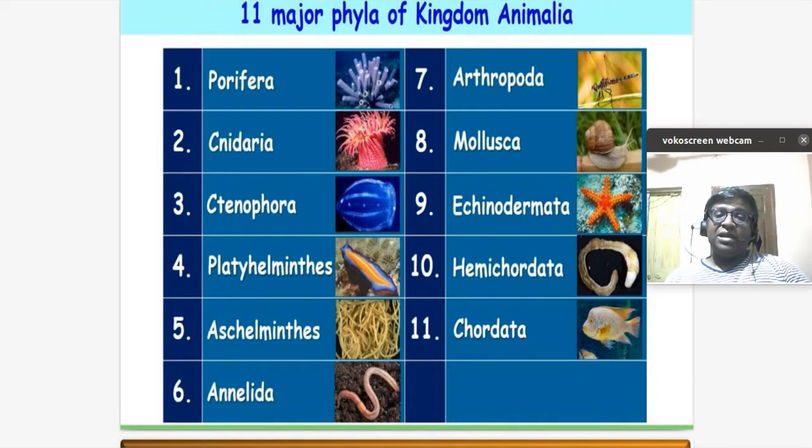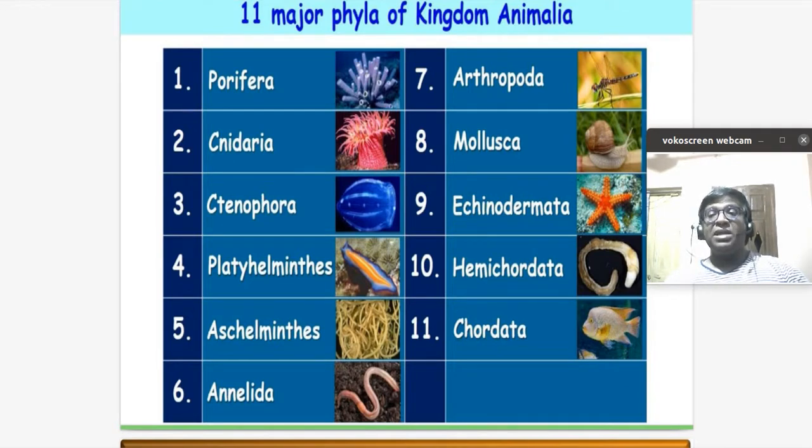From the phylum Porifera to the phylum Echinodermata, they are all organisms which do not have the notochord. So they are considered to be non-chordates. Hemichordata is almost like a connecting link between the non-chordates and chordates. Chordata have this notochord.